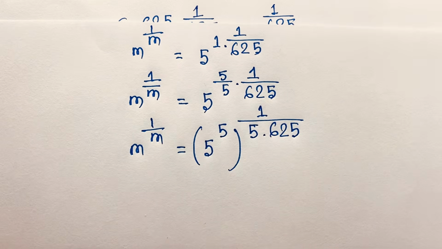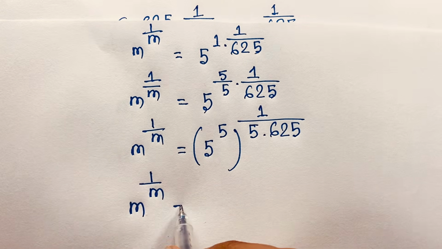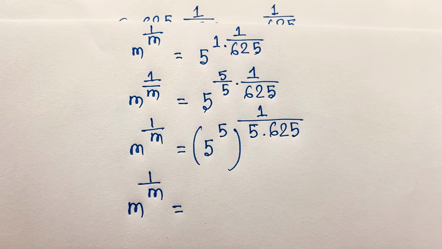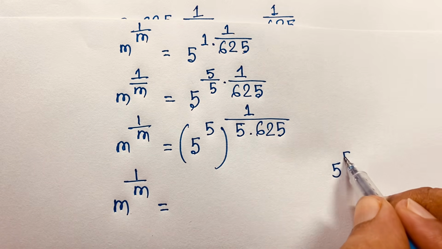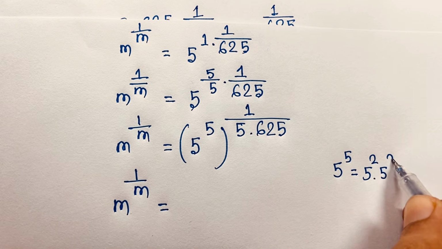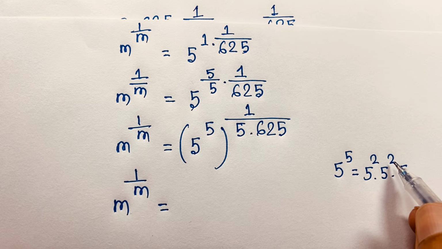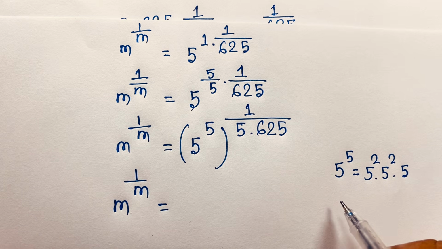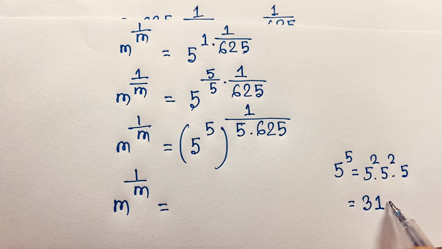Now in this expression, m to the power 1 over m is equal to 5 to the power 5 is equal to what? How to simplify this expression? So 5 to the power 5, you can see it will be 5 to the power 2 times 5 to the power 2 times 5. This is 25 and this is 25. So 25 times 25 will be 625. 625 times 5 will be 3125.